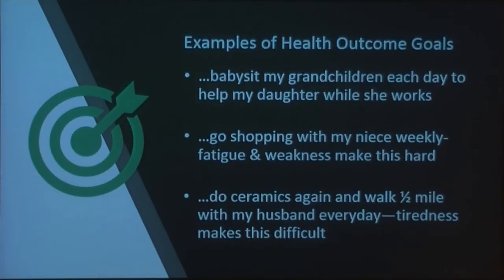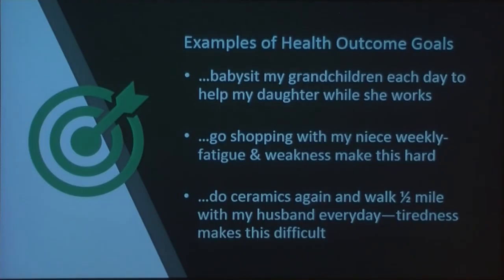So what are some of the examples? Again, my guess is if I asked you, you would all come up with exactly what's on this slide. These are some actual ones that people told us. I want to be able to babysit my grandchildren every day to help my daughter while she works. This is a woman with end-stage renal disease who was facing dialysis, and she didn't want to do dialysis because she thought it was going to interfere with her ability to take care of her grandchildren. I want to go shopping with my niece weekly, and fatigue and weakness make this hard. I want to do ceramics again and walk half a mile with my husband every day, and tiredness makes this difficult. So you can see people are able to identify what they wanted from their healthcare. This is what they want their healthcare to get them more of.